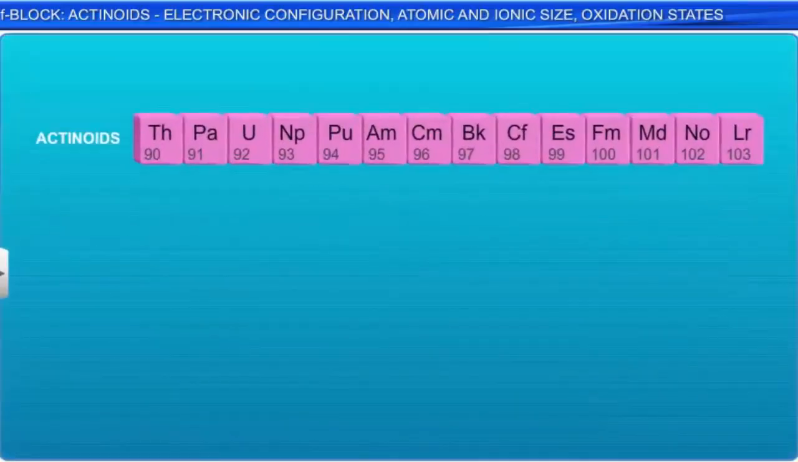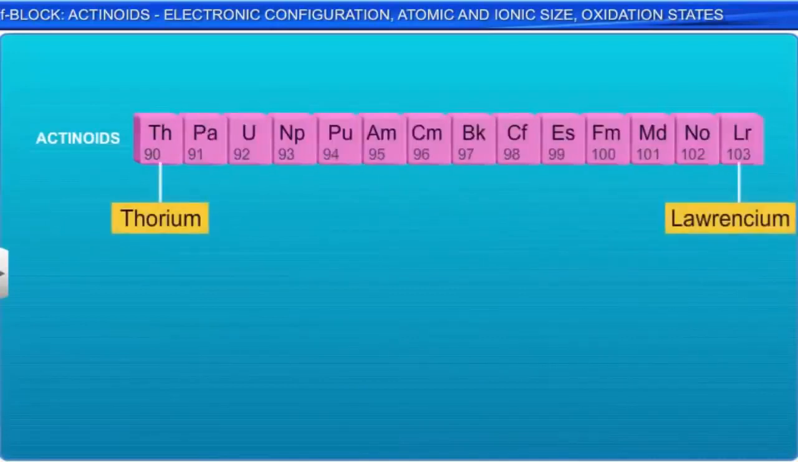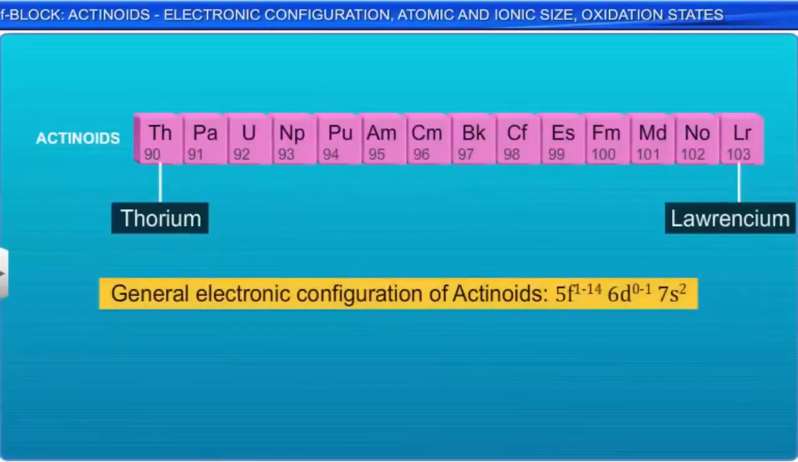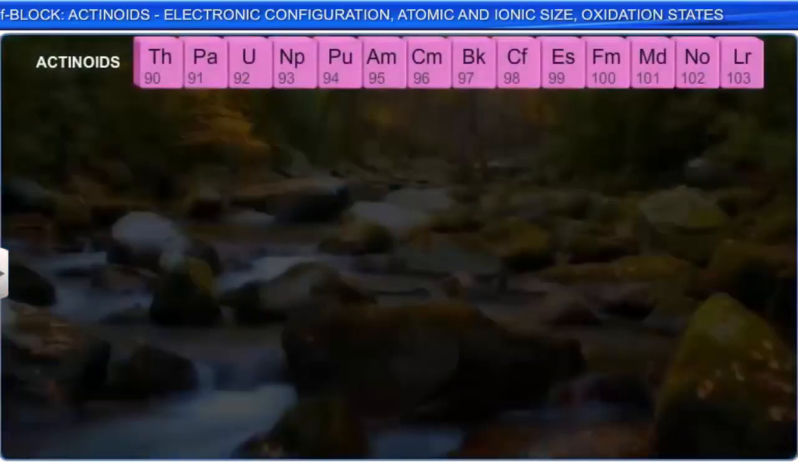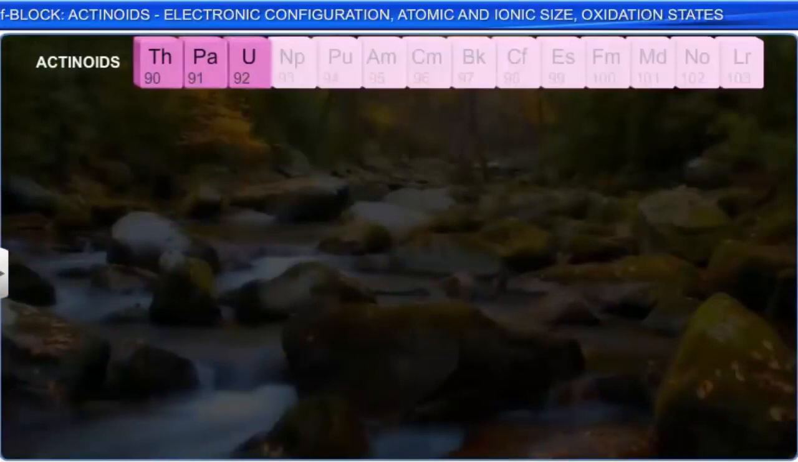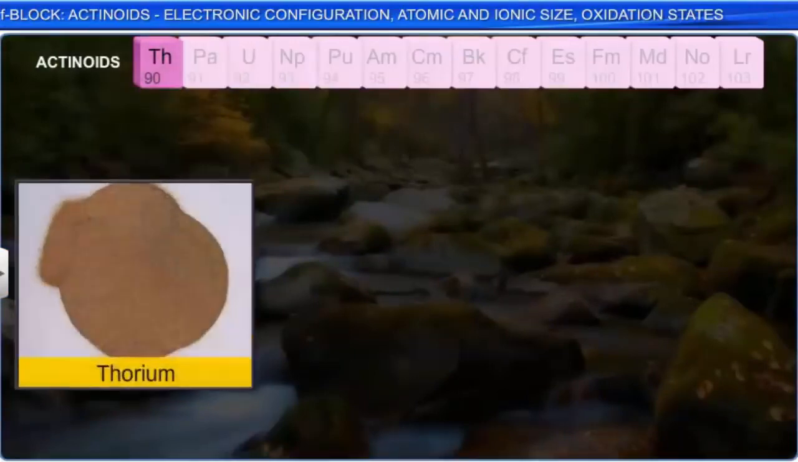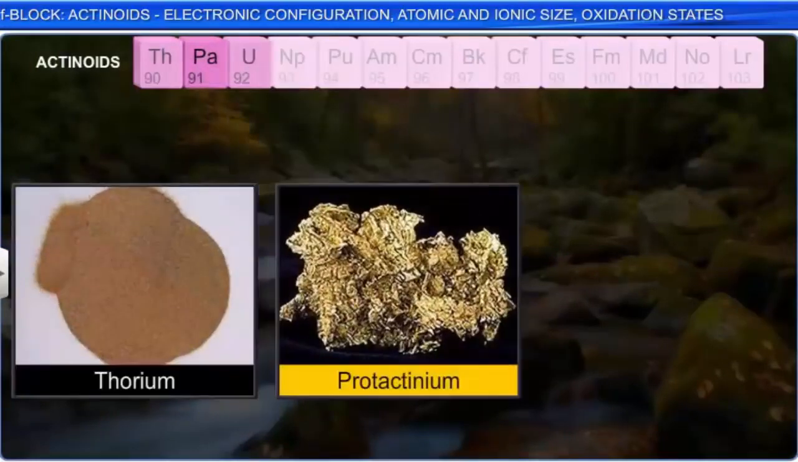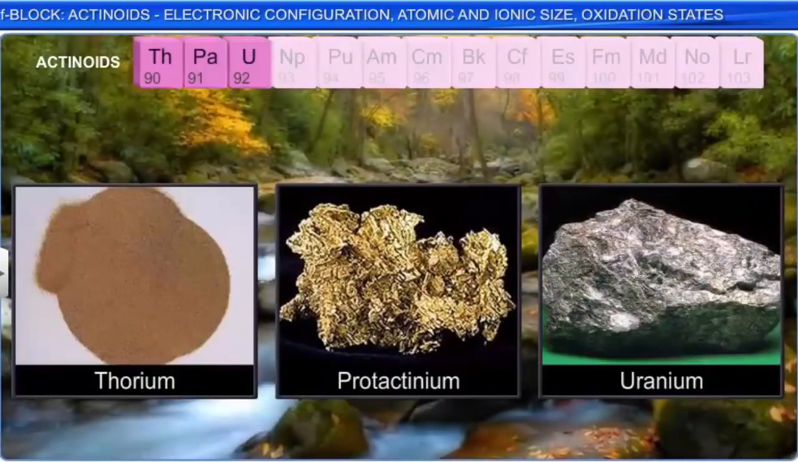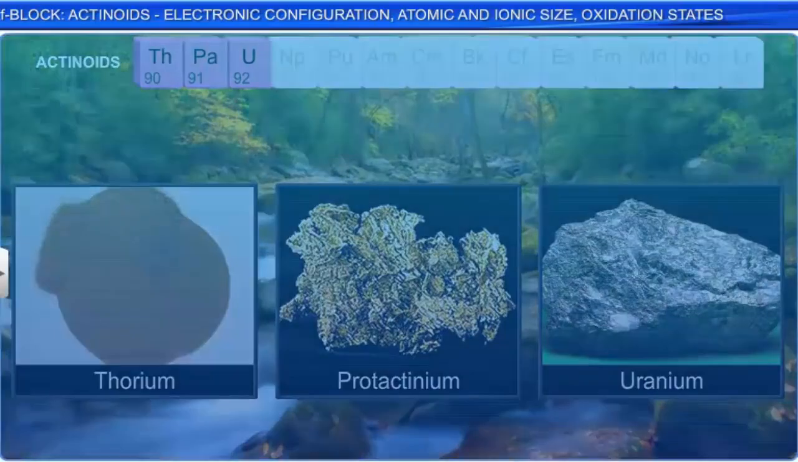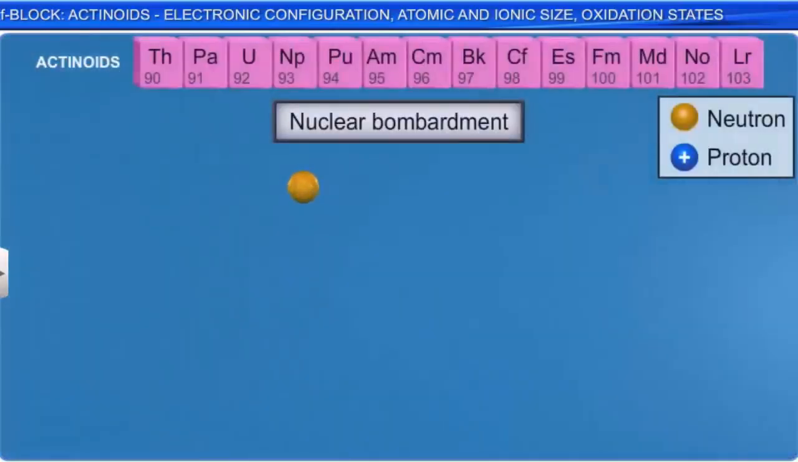The 14 elements from thorium to lawrencium, in which the differentiating electron enters the 5f orbital, are called the actinoids. Only the first three elements, namely thorium, protactinium, and uranium, occur in nature. The other elements are made artificially by nuclear bombardment.